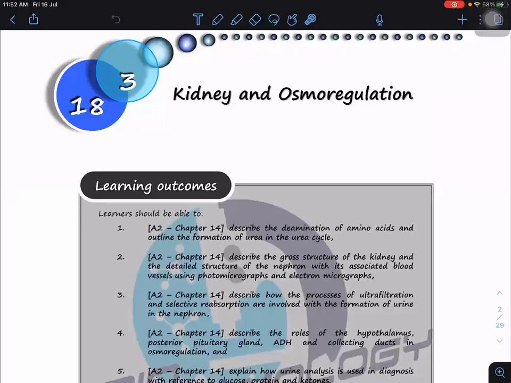Okay, so kidney and osmoregulation. From the word, we do know that we need to control the water, something to do with water, right? Basically, to control the volume of the urine in this process. So no doubt we have to go through the structure of the kidney, which is a little bit complicated, as well as the process. And the last part, osmoregulation.